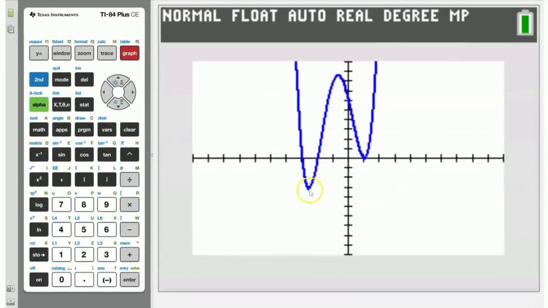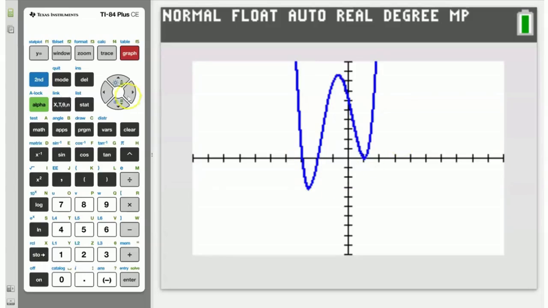Okay, we want to find these 2 local mins. Now, I had one student one time ask me, can I do the left boundary over here and the right boundary over there so it gets 2 at once? No, I wish, but no. Okay, it will only do 1 at a time.